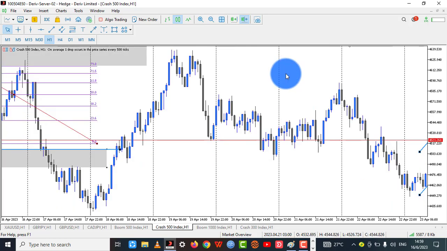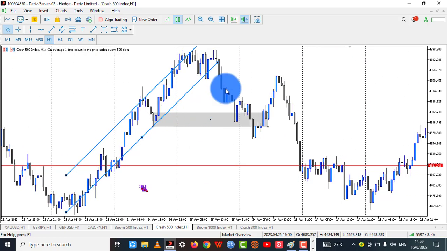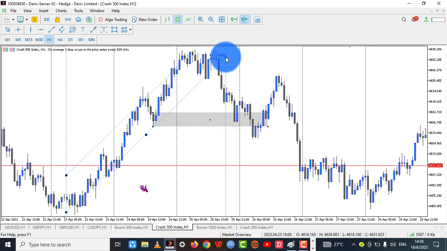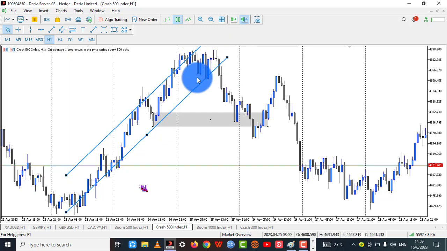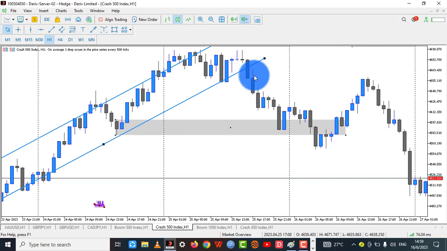So now let me illustrate this on the charts. This is how we entered here. As soon as price broke this trend line, this support, we waited for it to fill in this imbalance. And what happened when price filled in that imbalance?